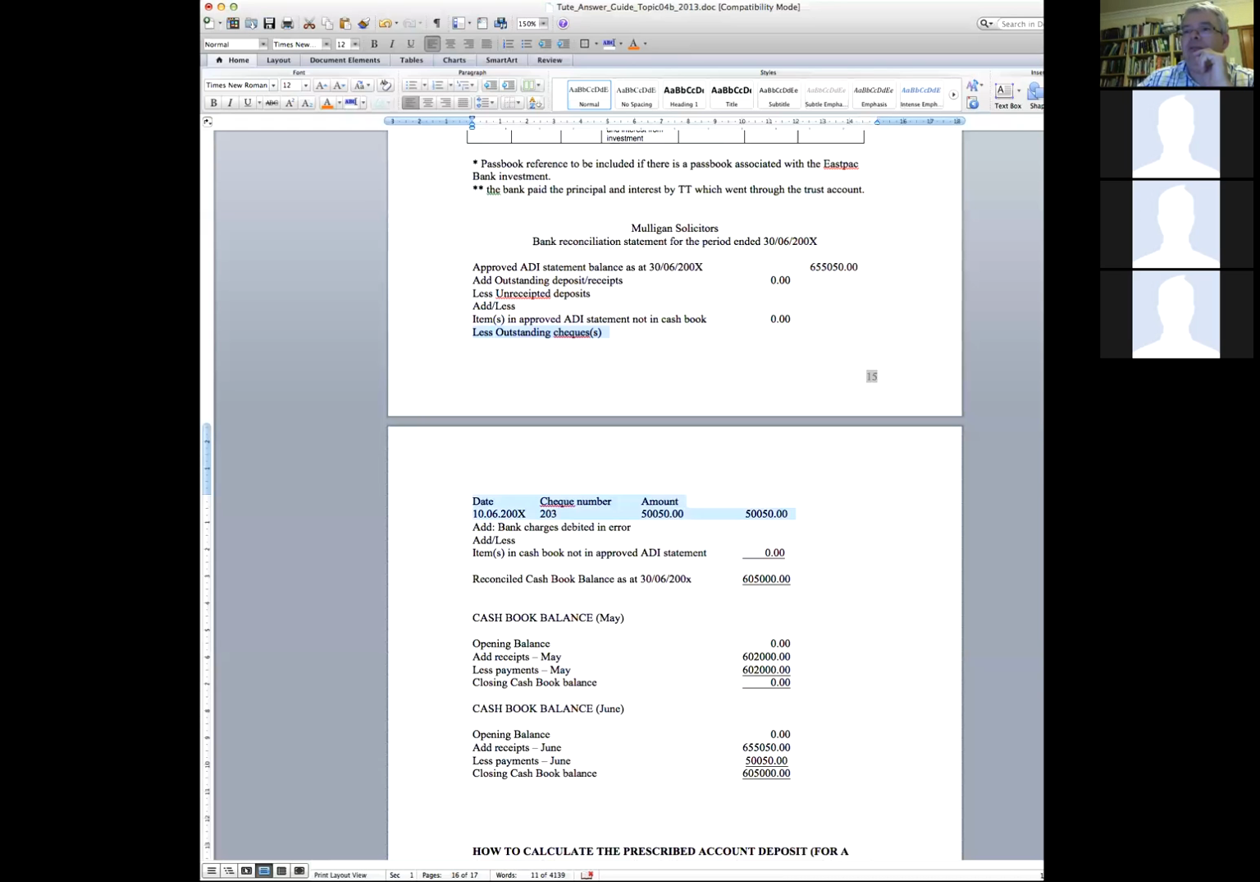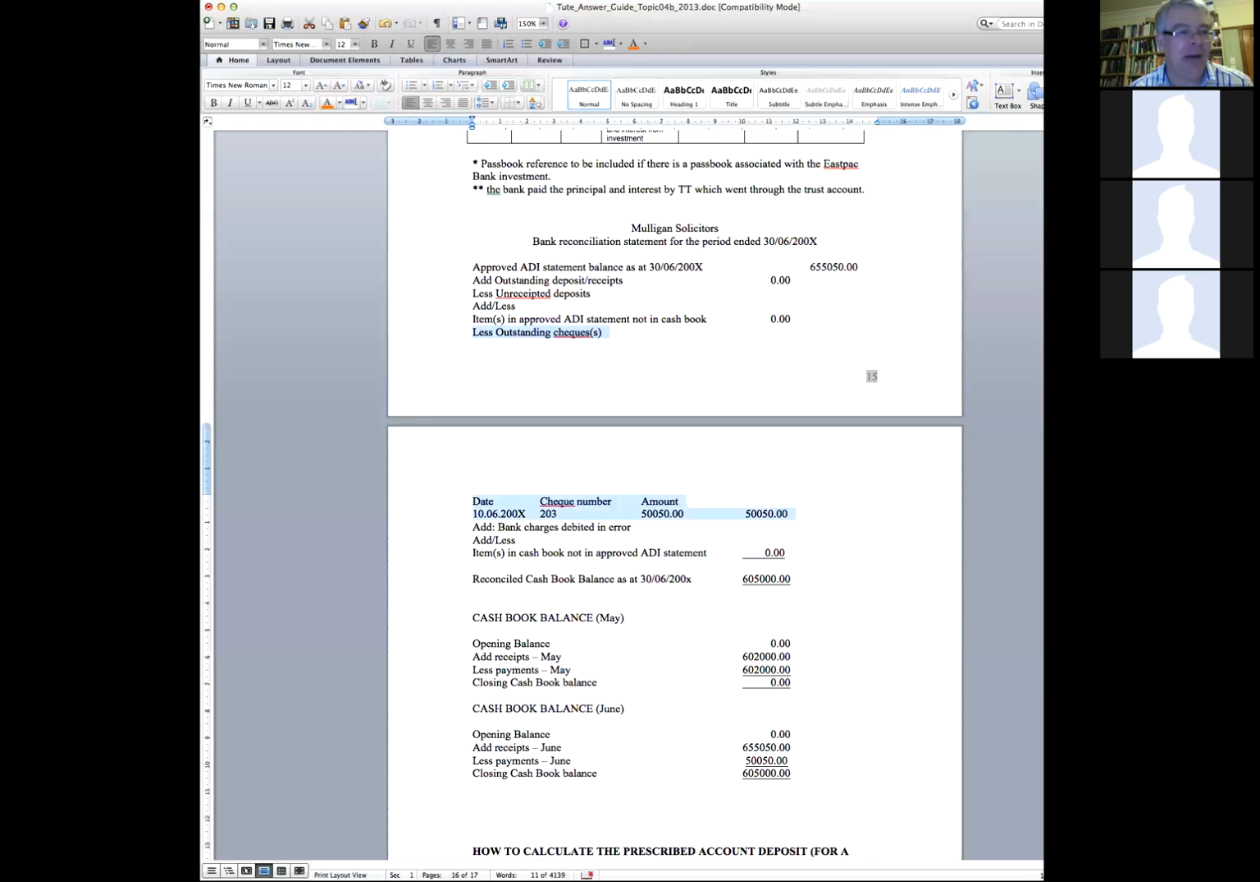How much is it? $655,050. Okay, and then you take off this outstanding check of $50,000. There's no bank charges or anything. If a bank charged you something, they have reduced your trust account balance in the bank because they've taken a fee when they shouldn't have, which means that your bank account balance is lower than it should be. So if you see that, you have to correct that error by adding that amount back. So that's why it says add bank charges debited in error.